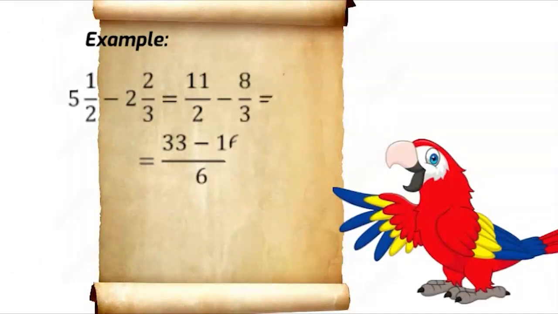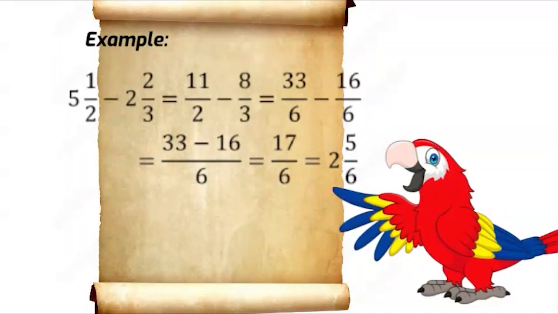For example, let's subtract 2 and 2 over 3 from 5 and 1 over 2. After converting 5 and 1 over 2 into an improper fraction, we get 11 over 2. After converting 2 and 2 over 3, we get 8 over 3. After finding the common denominator and expanding the fractions accordingly, we get the result as 17 over 6. We need to convert it again, and the final result is 2 and 5 over 6.